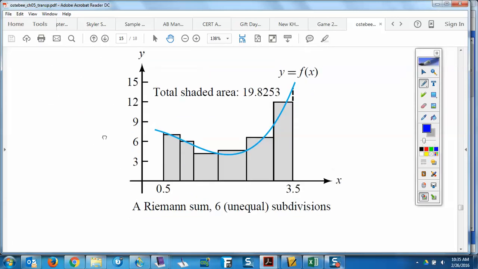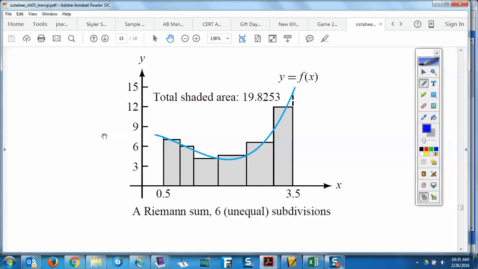Here we go. This would be a Riemann sum. We were talking yesterday about the C sub i, picking some sampling point, and delta x i is the width of the ith subinterval. Here, this is a Riemann sum. It's 6 subdivisions. They're just not equal subdivisions, okay? This one is obviously thinner than this one and so forth.